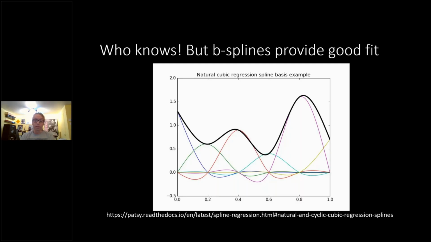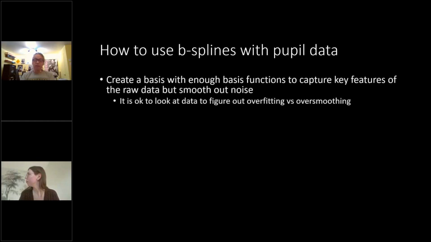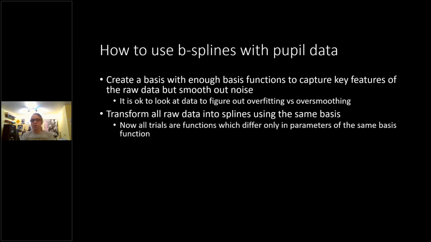And what you do is essentially create a basis of splines with enough underlying functions to capture the key features of the raw data, but smooth out noise. And it is okay to actually look at data to see how well a spline fits individual recording before you actually process everything. And then you transform all your raw data into functions using that common basis. And now all trials for all participants are functions. And the only difference between trial and participants is the parameters, the same basis function.